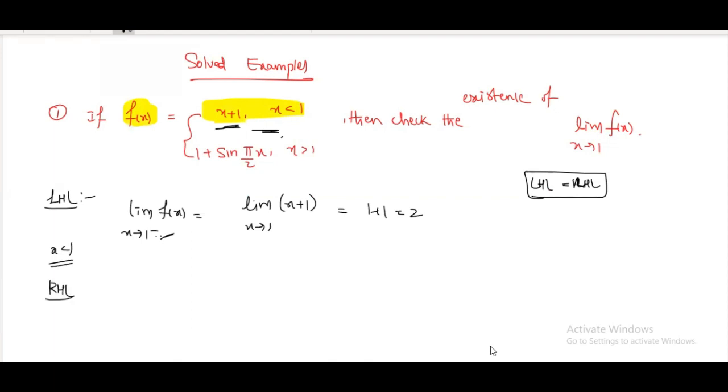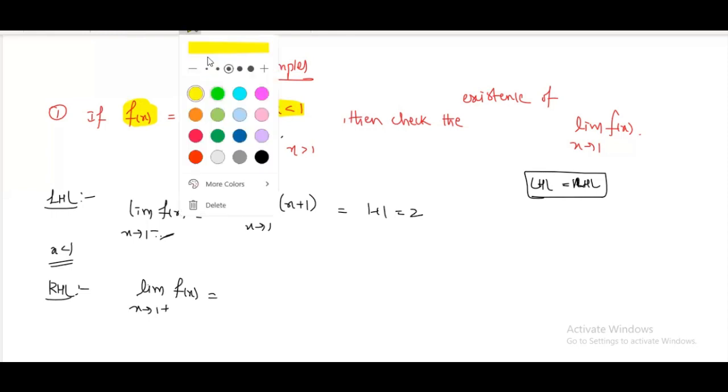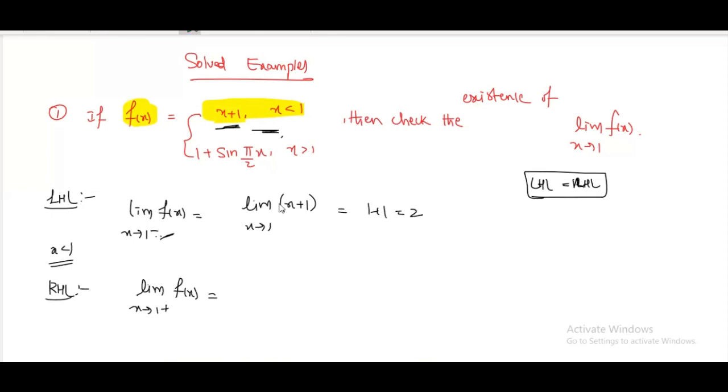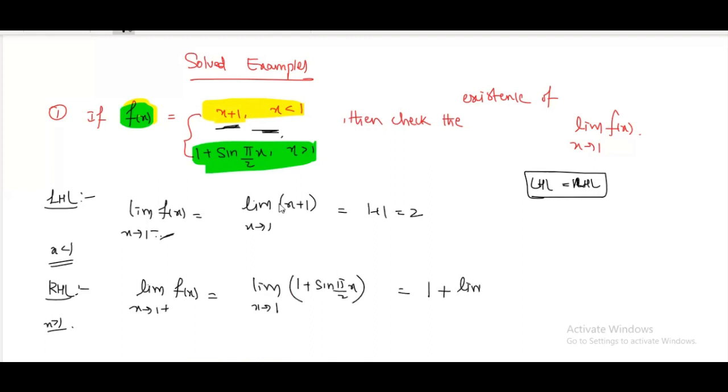So let's check the right hand limit. That is limit x tends to 1 plus f of x. If you see here in the question, 1 plus means x is greater than 1. So when x is greater than 1, this is the f of x value we have to take: 1 plus sine pi by 2 x. So we can write this as 1 plus limit x tends to 1 of sine pi by 2 x. If you substitute x as 1, it will become sine pi by 2, which is 1. So 1 plus 1 is equal to 2.